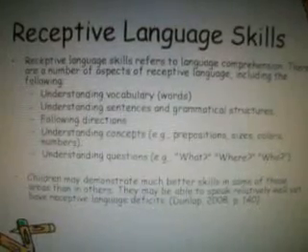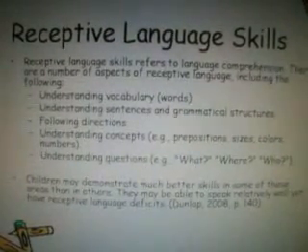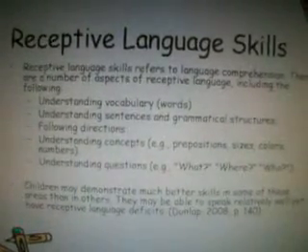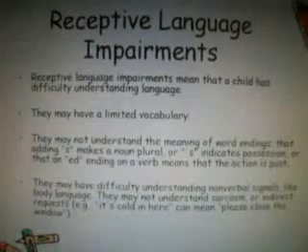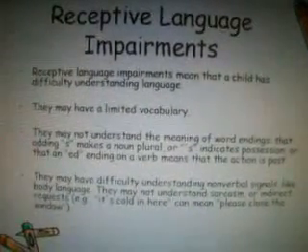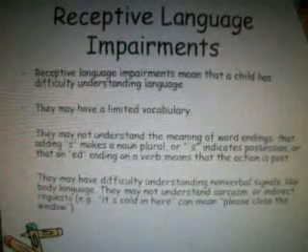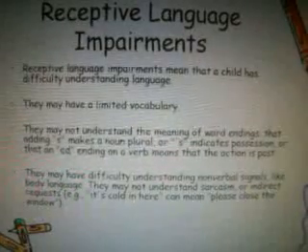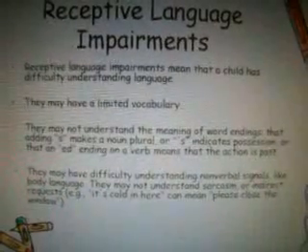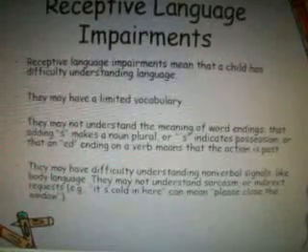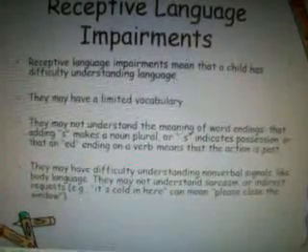Children may demonstrate much better skills in some of these areas than in others. They may be able to speak relatively well yet have receptive language deficits. Receptive language impairments mean that a child has difficulty understanding language. They may have a limited vocabulary. They may not understand the meaning of word endings: the ending S makes a noun plural, or the S indicates possession, or that an ed ending on a verb means that the action is past.